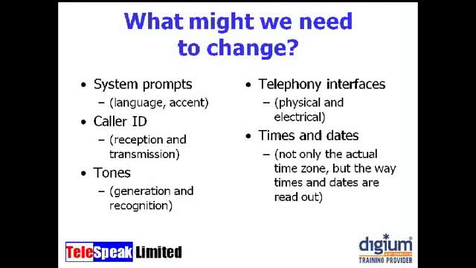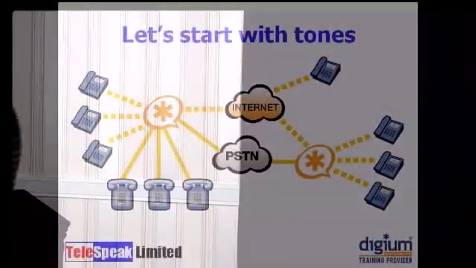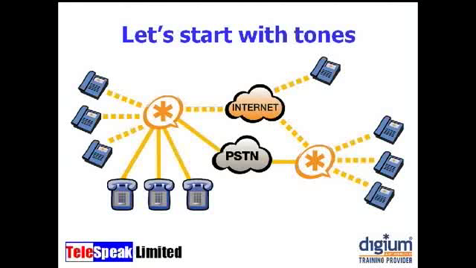Okay, so these are the things that we might need to change. So let's start with the tones. If we're connecting up analog phones, that is the de facto standard picture in the Digium world of an analog phone right there. That one's an IP phone, that one's an analog phone. That's the way it works. If we're connecting up an analog phone and we pick up the handset and we listen, we're going to get a dial tone, aren't we? And where's that dial tone coming from? It's coming from the switch, isn't it?